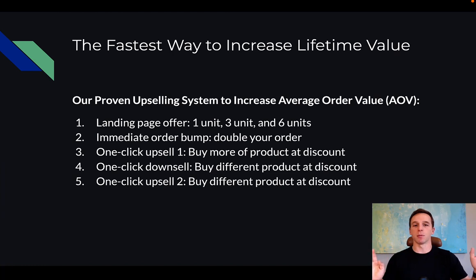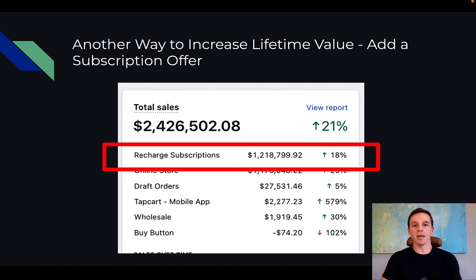Let's see which one performs the best. But getting this basic structure in place will allow your direct-to-consumer business to have a higher average order value and therefore lifetime value than almost any of your competitors, which allows you to spend more on ads to get customers and win in the marketplace. Another way to increase lifetime value is to add a subscription offer.